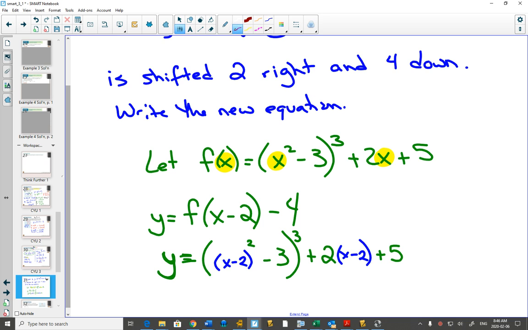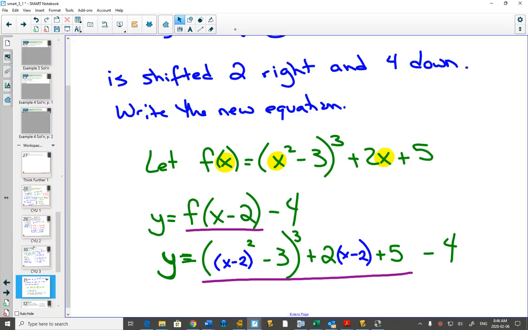And this whole thing in purple is this. What do we have after the purple? We still have to put a -4. Now, we could simplify this if we wanted to, but I'm just going to leave it like this for now, just to have that idea.